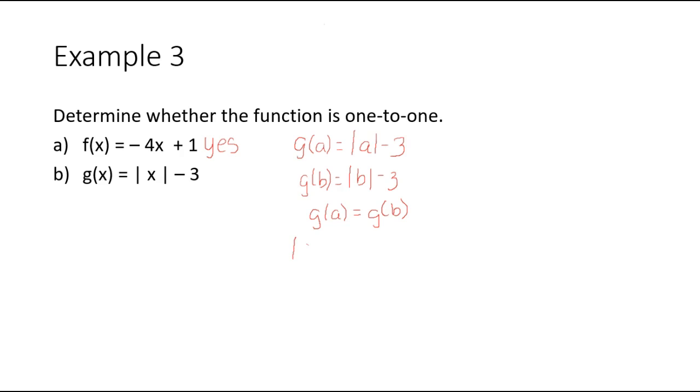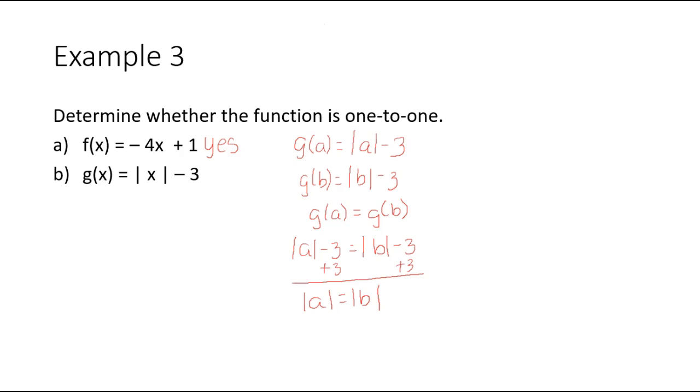This is going to give me the absolute value of a minus 3 is equal to the absolute value of b minus 3. And I got this because I know g of a is equal to the absolute value of a minus 3, and g of b right here is equal to the absolute value of b minus 3. All right, let's add this 3 to the other side. That gives me the absolute value of a is equal to the absolute value of b.